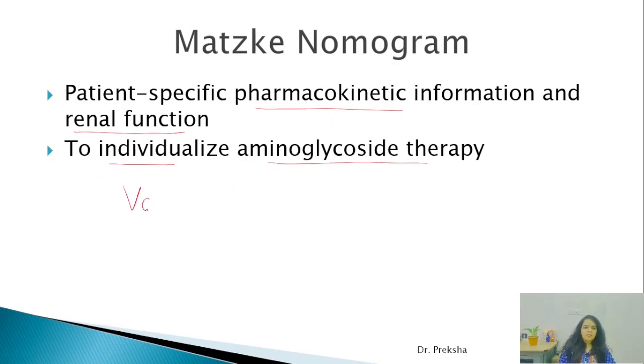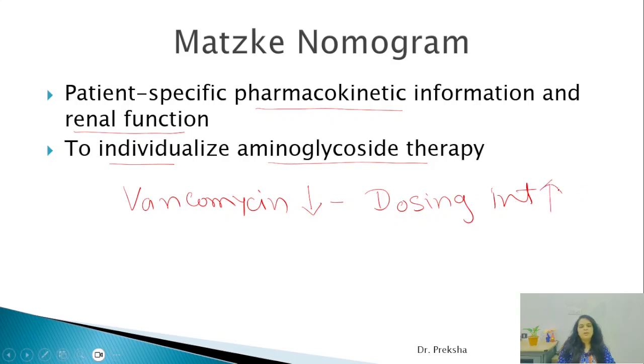Now, vancomycin is eliminated by the kidney, and if the renal function deteriorates, then the vancomycin elimination also decreases. That means the drug is going to accumulate more in the body, and so you have to increase the dosing interval for vancomycin. So in case of deteriorated renal function, you have to increase the dosing interval for vancomycin.